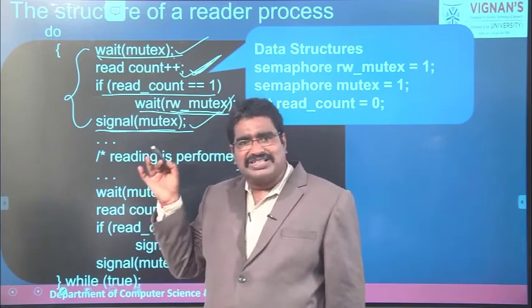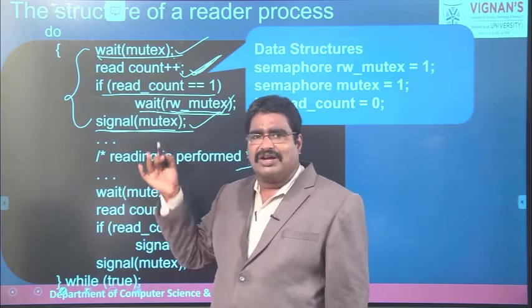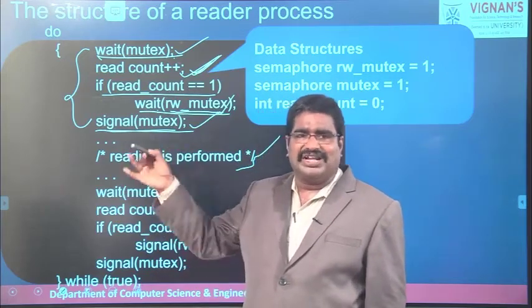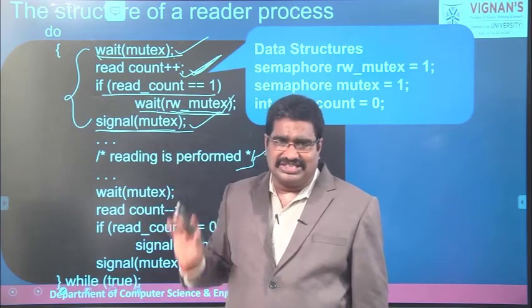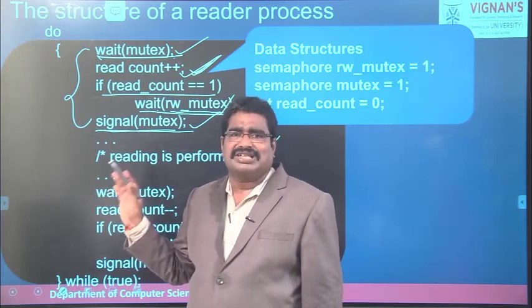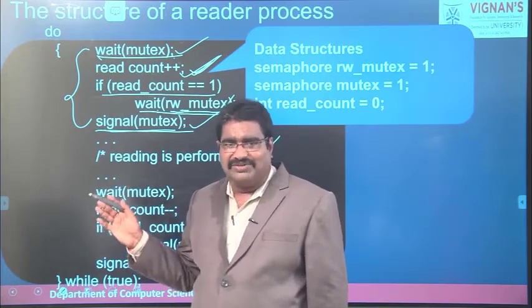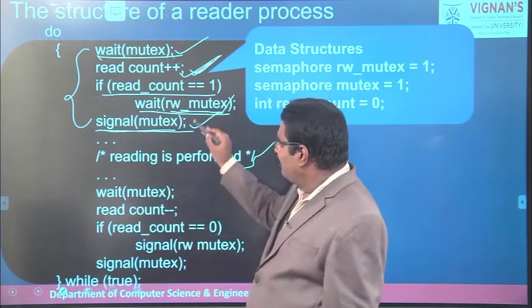If RW mutex is 1, there is no writer performing the write operation, so it is set to 0 and comes out of the wait function. If it is already 0, this first reader needs to wait until the writer completes its operation. Once it is completed, in the previous algorithm they give the signal RW mutex. Based on that, this reader is allowed, sets it to 0 and comes out of the wait function.